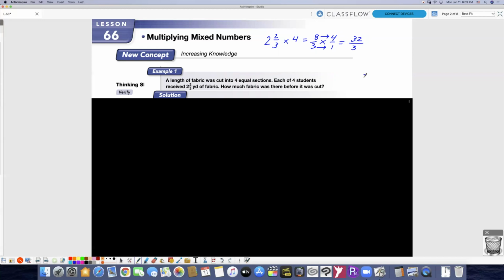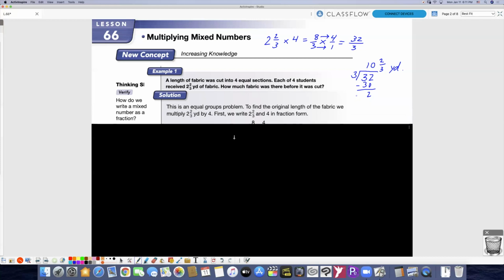Now I need to take that 32 divided by the 3 will get us close to 10, which would get me to 30, 10 times that. And I'd have 2 left over and 2 over 3. So the total amount of fabric was 10 and 2/3 yards. So it's an equal groups problem.